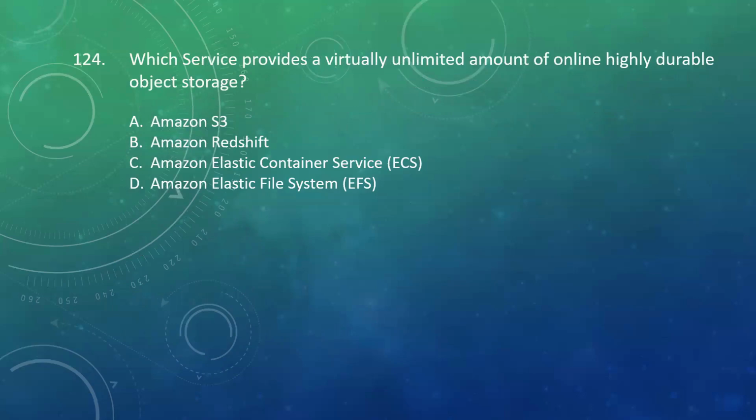Which service provides a virtually unlimited amount of online highly durable object storage? Your options are Amazon S3, Amazon Redshift, Amazon Elastic Container Service, Amazon Elastic File System. Now, options B and C are automatically eliminated in this case as they are looking for a storage solution. Redshift is a data warehousing solution and ECS is a container orchestration solution, which leaves us with option A and option D. Since they are looking for object-based storage, the correct answer is option A, Amazon S3.